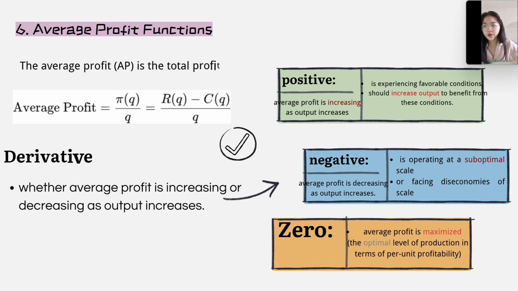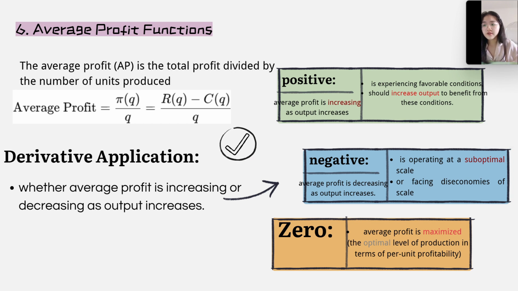Finally, let's see the average profit function. The average profit, AP, is the total profit divided by the number of units produced. It can be written in this form. And the derivative of average profit indicates whether average profit is increasing or decreasing as output increases.